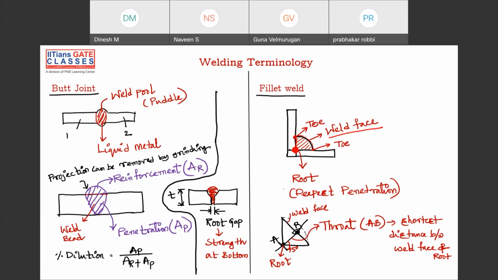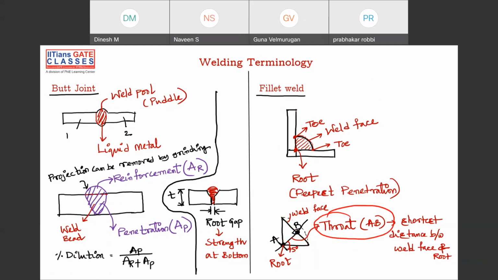Instead of assuming this to be curved, I assume it to be a straight line like this. Actually it should be curved, but I'm assuming a straight line. So this is the root here, and this is your weld face. The shortest, or perpendicular, distance between the root and the weld face is known as throat. The throat is very important from the point of view of mechanical loadings.